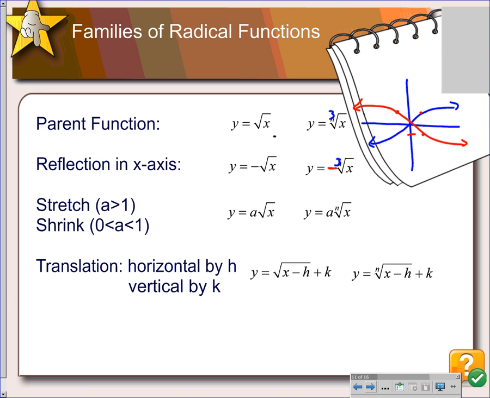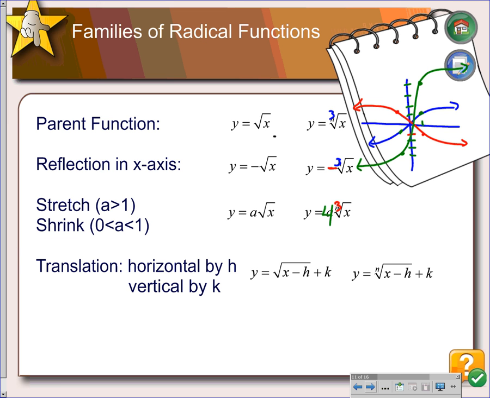If you have the a value here, let's say this is a cube root. If a is, let's say, 4, then that point that's normally at 1, 1 is going to be over 1 up 4. So it gets stretched. And the point that's normally here at negative 1, negative 1 gets stretched down 4 also. And so then the graph becomes much taller in the middle here.